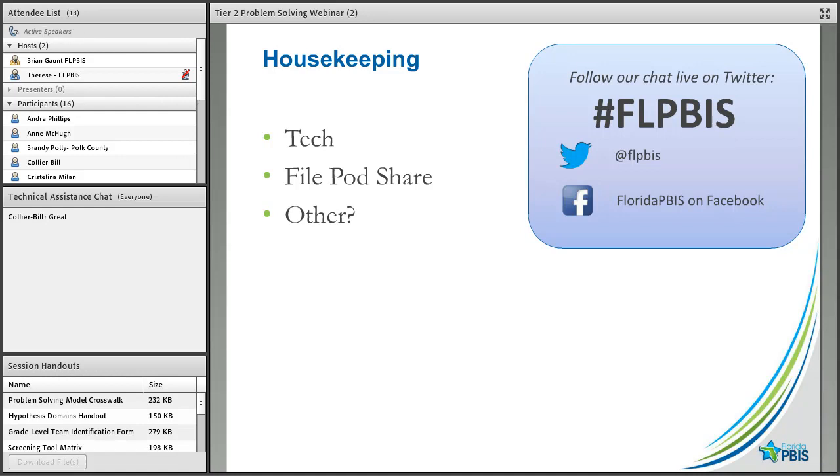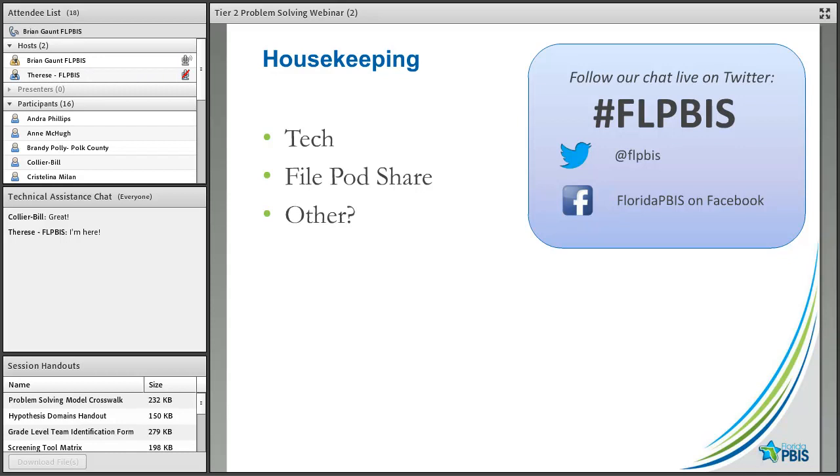If for any reason you find any technical issues happening for yourself along the way, please feel free to type into the chat pod. Therese is sitting here next to me, and she'll be able to respond to any issues that come up for you during the presentation. With regards to the file pod share, there are a number of documents that we've posted here for you. Feel free to start downloading those now and make those accessible on your computer, or if you have access to a printer now, you can print them.